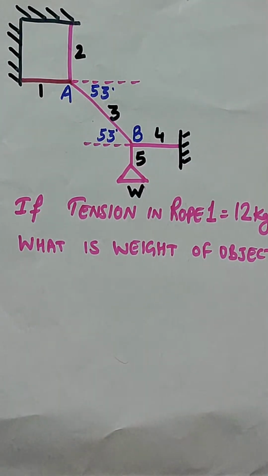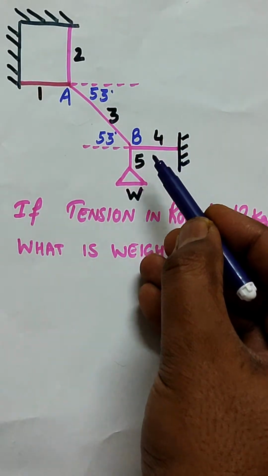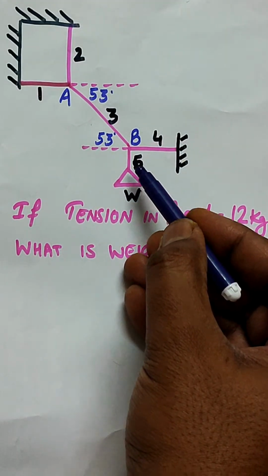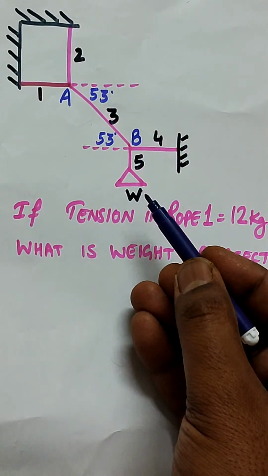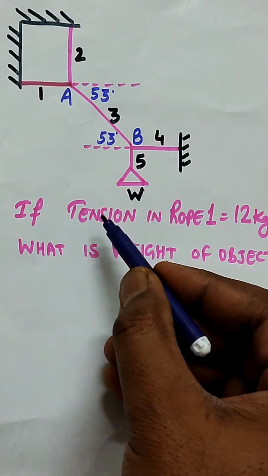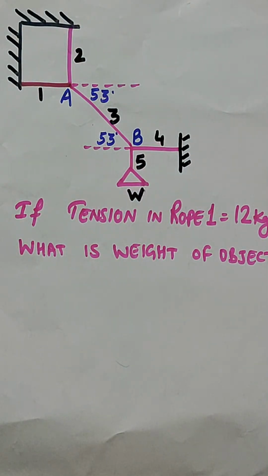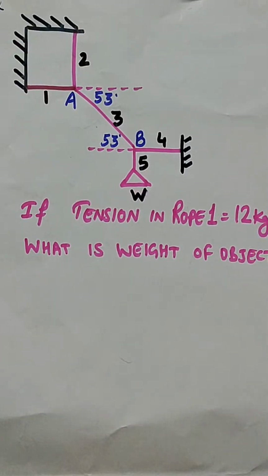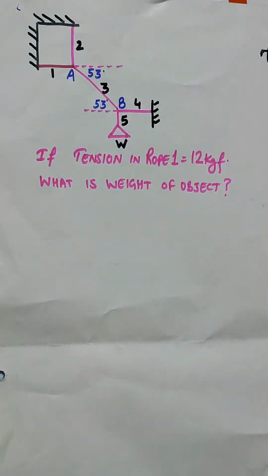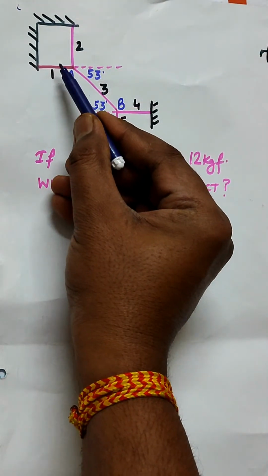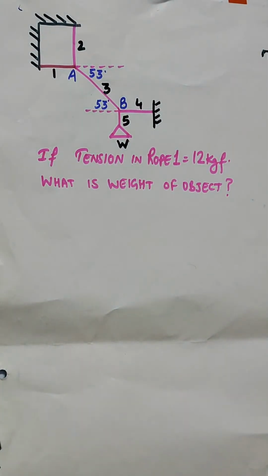So in this figure, there are four ropes: rope 1, rope 2, rope 3, and rope 4. And this is the fifth rope, which is used to suspend the weight W. In the figure, the tension in rope 1 is given to you as 12 kgf, right? If this is rope 1 and the tension in this rope is 12 kgf, then what is the weight of the object that we need to find?